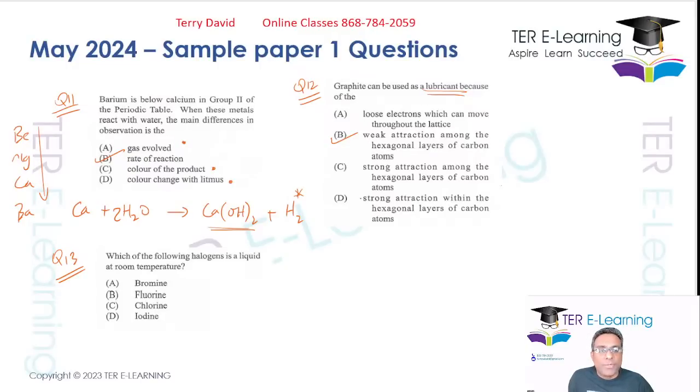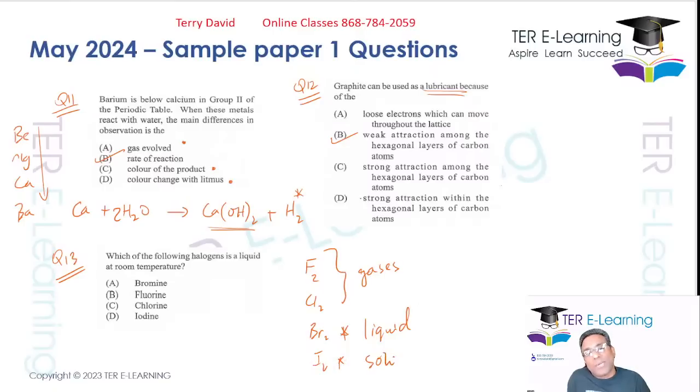So according to your syllabus, you have to know group 7, and we know we have fluorine, right? Now fluorine exists as F2, chlorine exists as Cl2, then bromine, and then we have I2, right? These two on top here, they are gases. This one here is a liquid. And then the last one here is a solid. So when you go down group 7, the phase changes from gas to liquid to solid. But bromine is the only one that's a liquid at room temperature. So that's correct. So that's question 13.